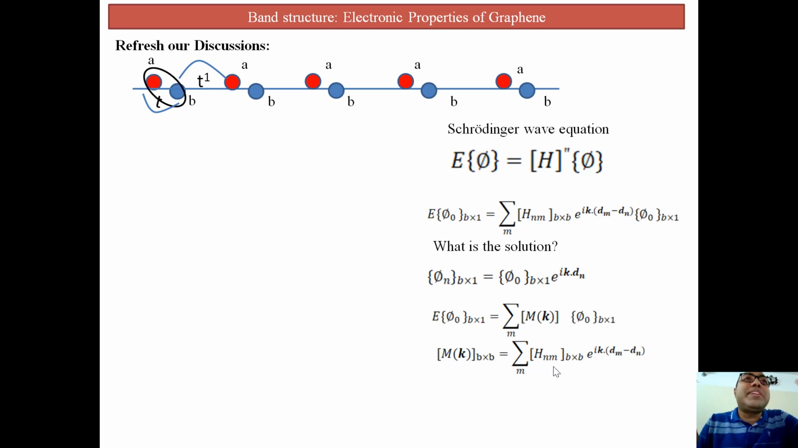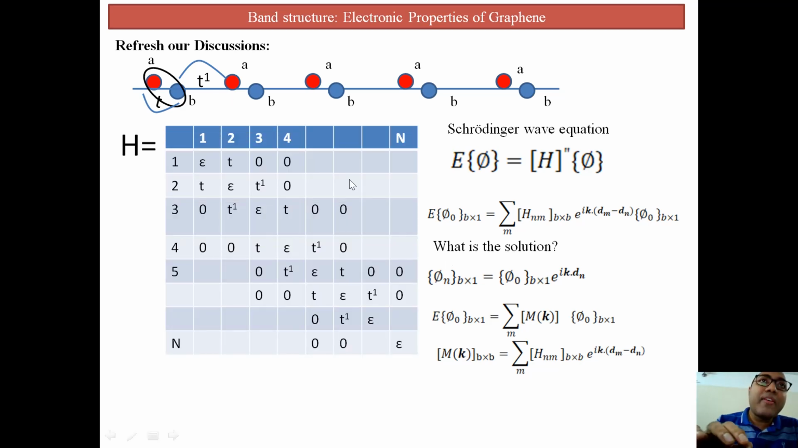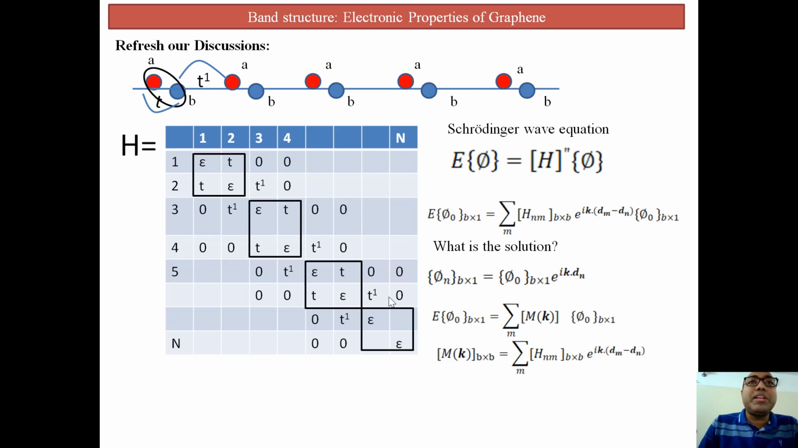Now how can we represent this 2n cross 2n matrix? If you follow these rules, it's very easy to understand. Suppose you try to form the H matrix. As we already discussed, the diagonal components are epsilon, and then you find the T1 matrix. The nice part is that you can group it. This is one group, this is another group. The diagonal components are actually 2 by 2 matrices. That is the beauty. Why does the 2 by 2 matrix repeat diagonally? Because we have 2 basis functions.